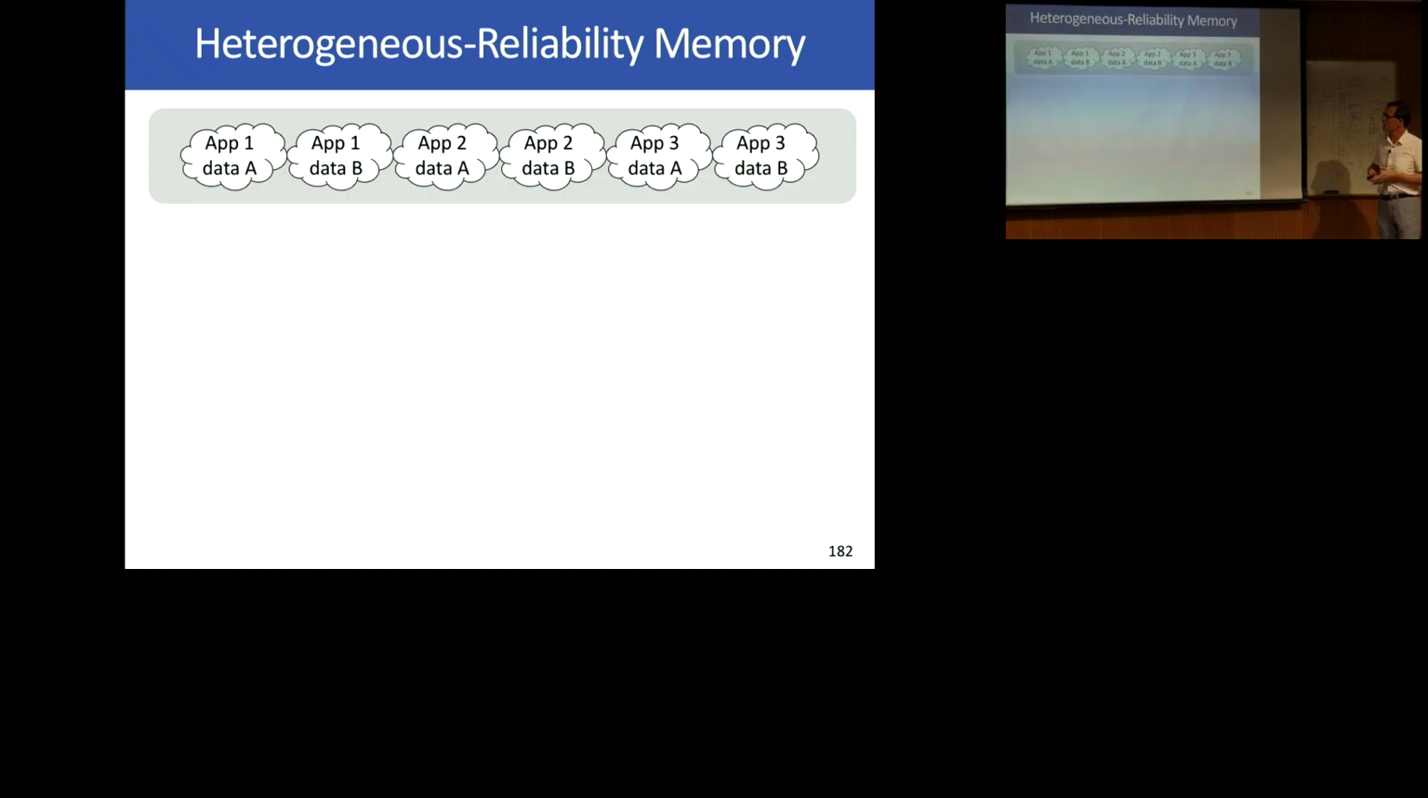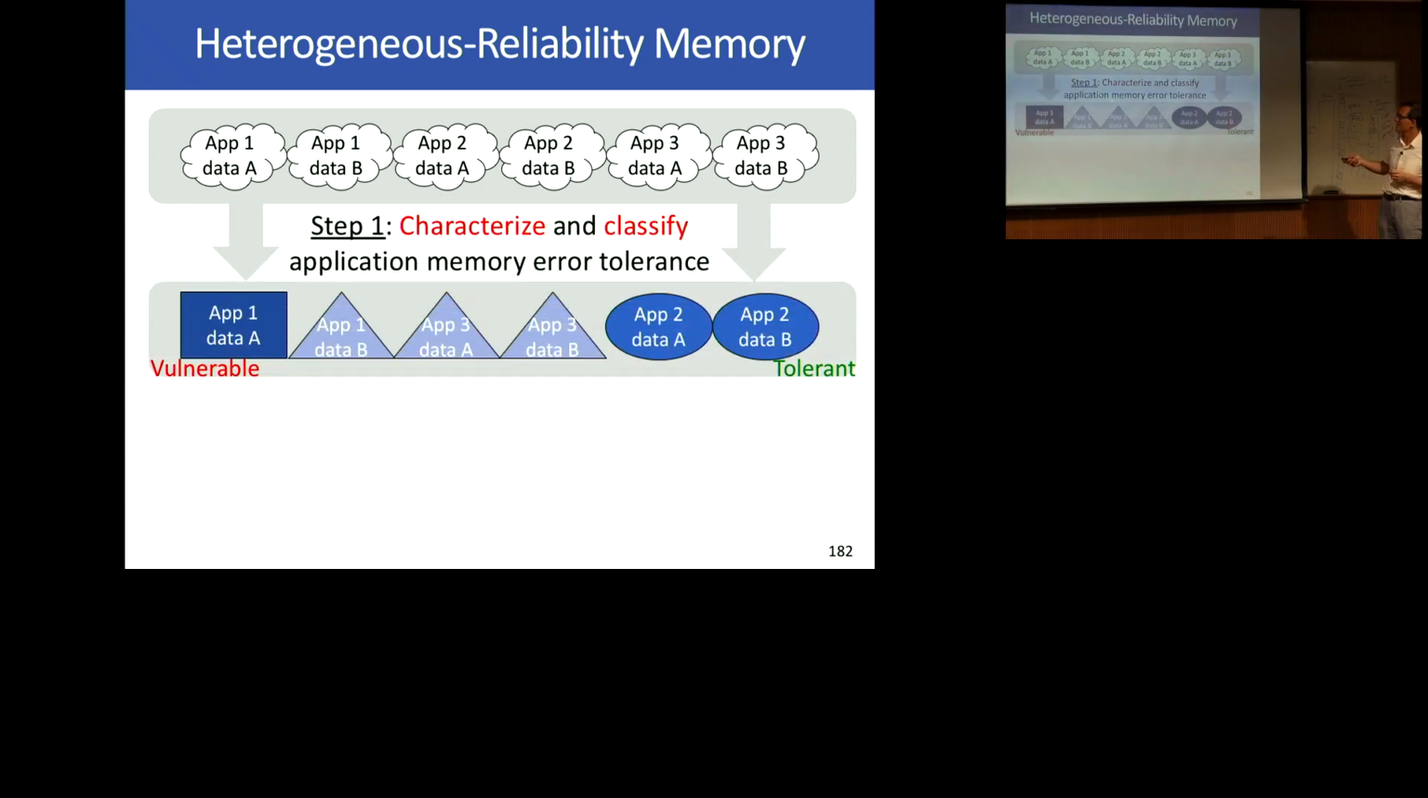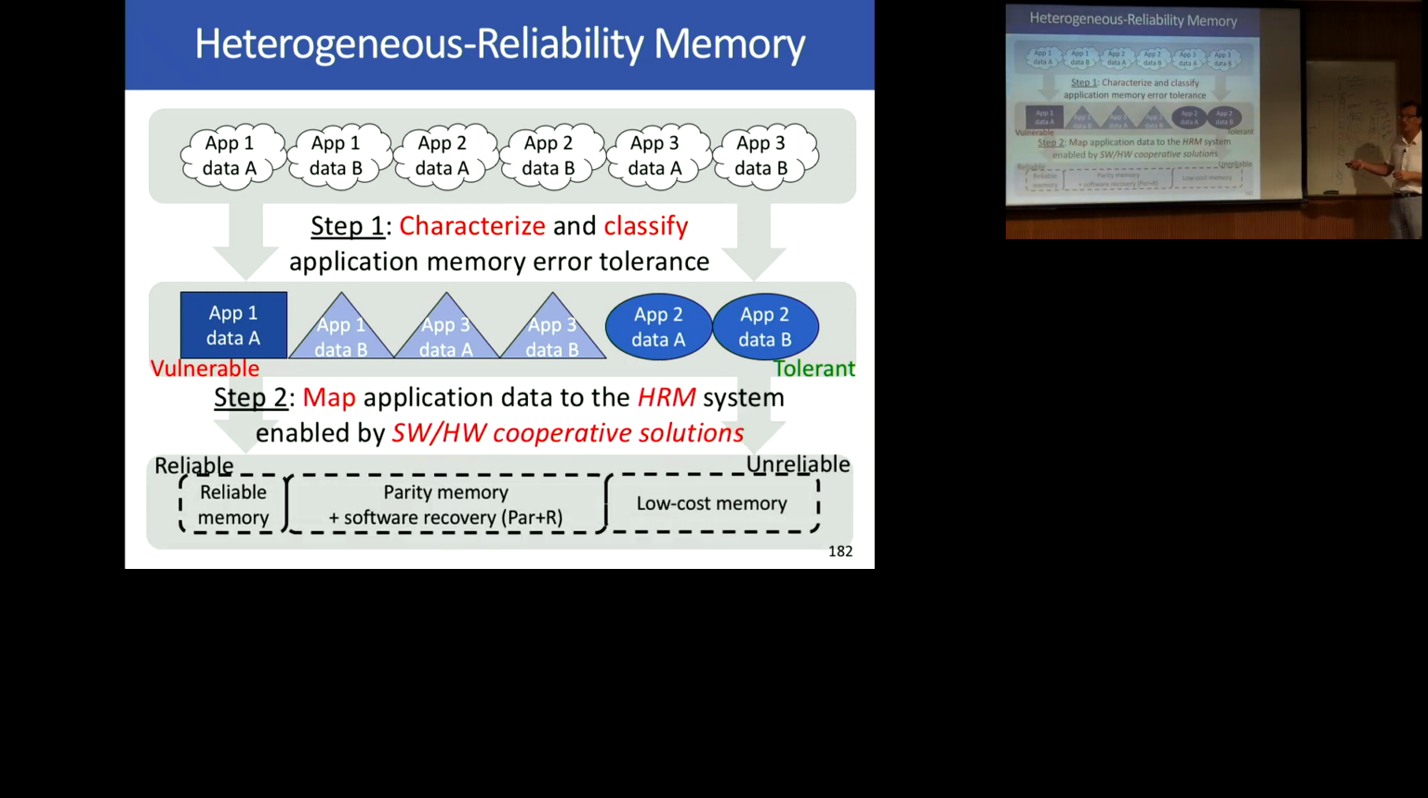But this is actually an across-the-stack problem. If you have applications on the top with different data, and you want to characterize and classify their memory error tolerance, and basically have some vulnerability scale, if you will, for some data. And here we have shades of gray, as you can see. And then you map the application data to this heterogeneous reliability memory system enabled by different kinds of solutions. And the paper actually covers many, many solutions. Like there could be software recovery mechanisms with parity memory. There could be extremely reliable memory, and there could be completely unreliable memory, right? What do you map where? This is an open question. And I think there's a lot more potential in this direction.